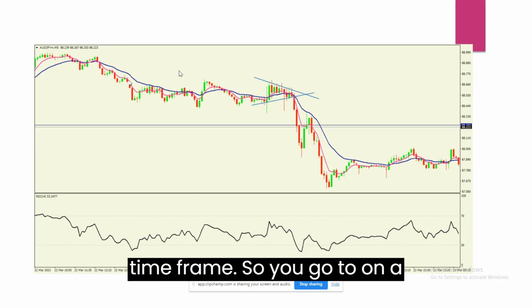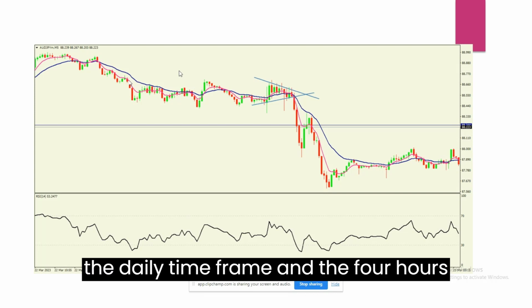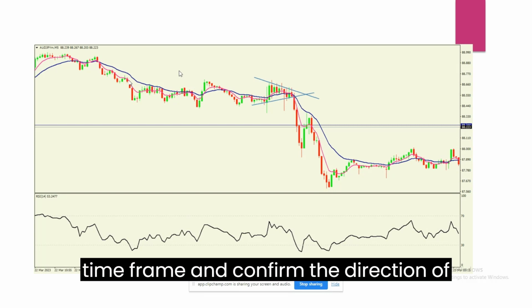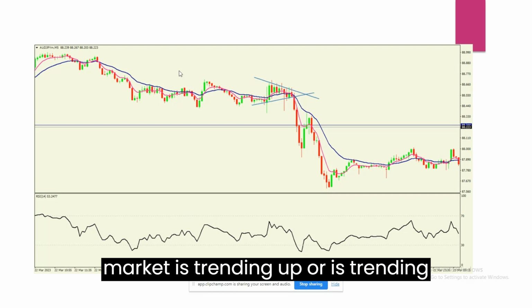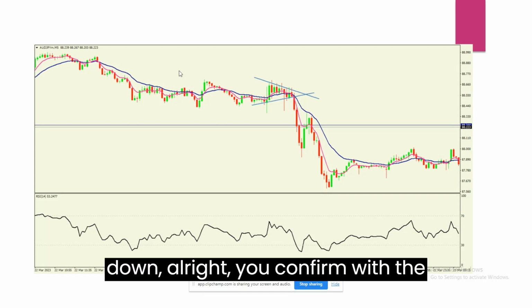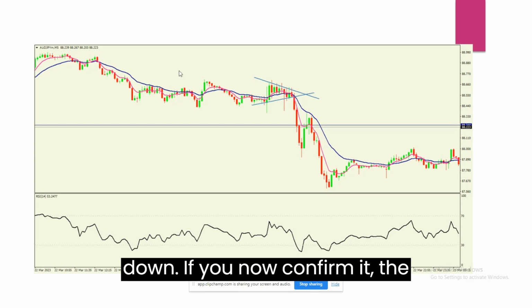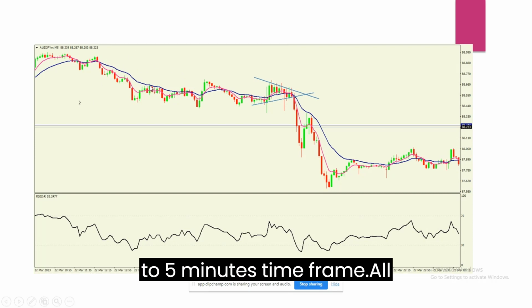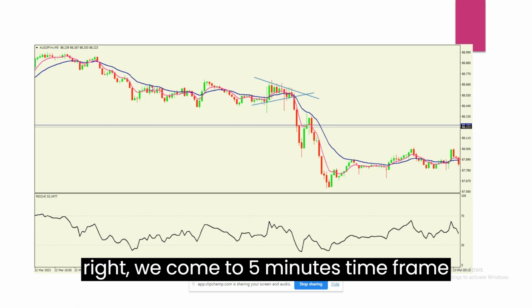So on a daily basis, you use the daily time frame and the 4 hours time frame and confirm the direction of the market for that day, the trend, whether the market is trending up or trending down. If you now confirm it, the next thing you will do is to come to the 5 minutes time frame.